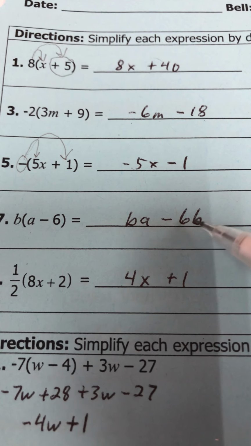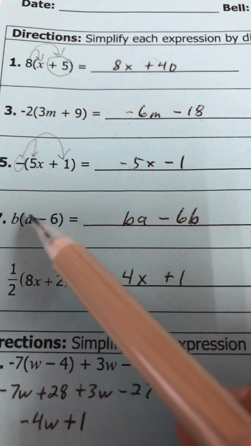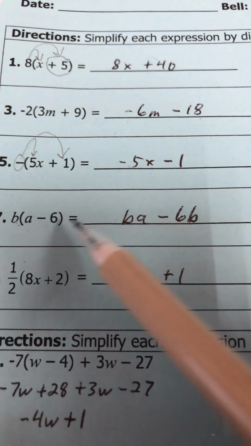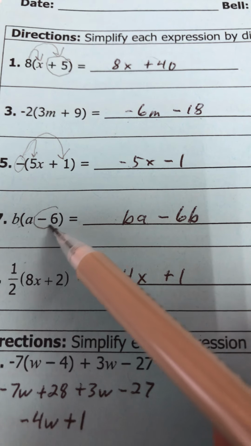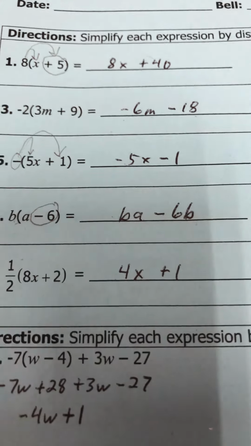B's and 6's look alike. This is a B here. This is a B here. The B is distributed. So the B times the A gives me BA. If you put AB, that's fine. B times the negative 6 is a negative 6b. If you put the b first, that's fine too.